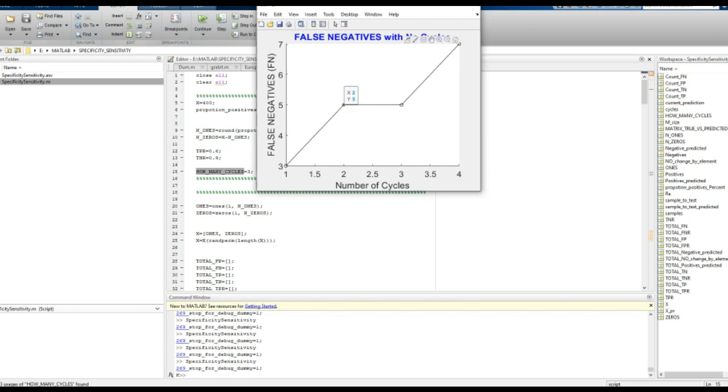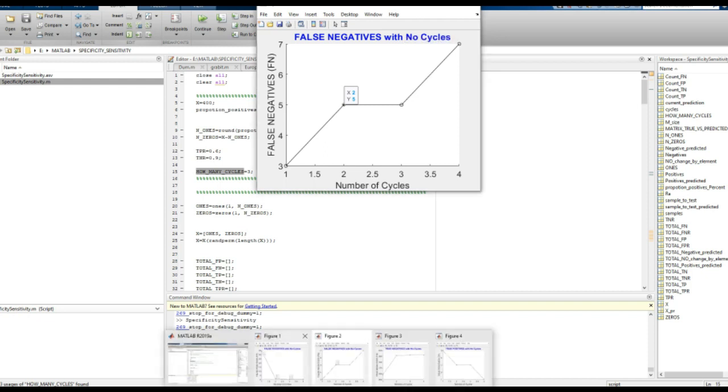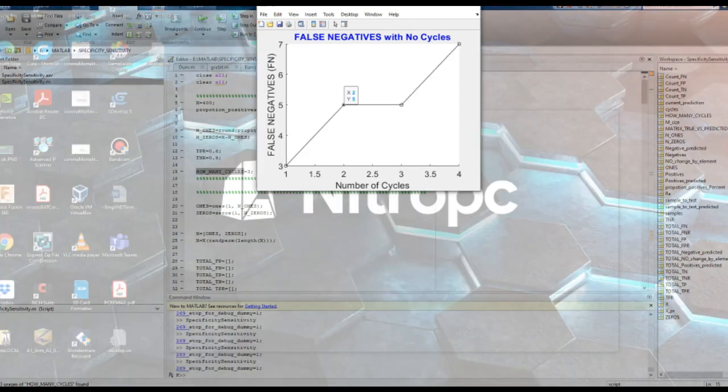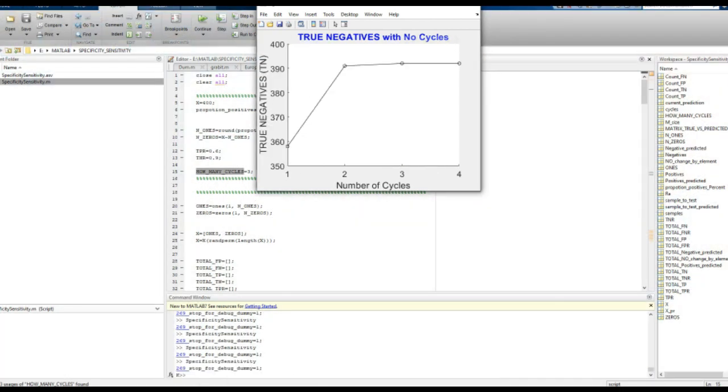So I would say that 2 cycles would be enough, because look, at the second cycle, we removed false positives by more than 10, okay? A factor of 10, so that would be enough. 2 cycles, according to the simulation.